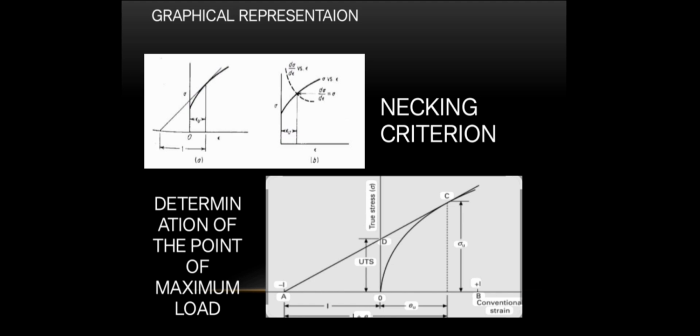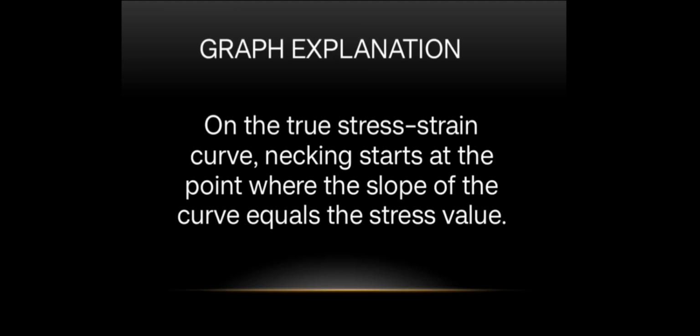This graph shows the plot of true stress versus true strain. It explains that the necking point is where the slope of the curve is equal to the stress value. After this point, uniform elongation stops and local deformation begins. What I'm trying to say is that in the graphical explanation on the true stress-strain curve, necking starts at the point where the slope of the curve is equal to the stress value.